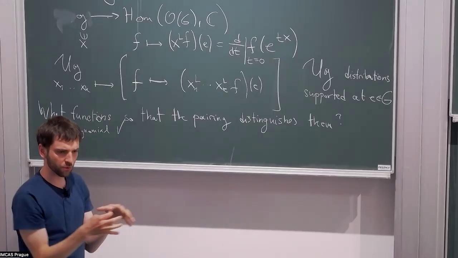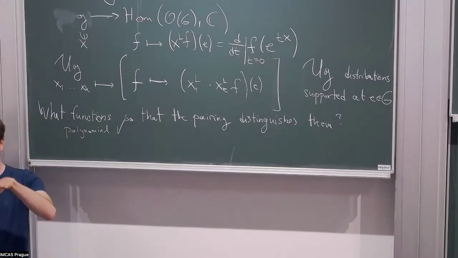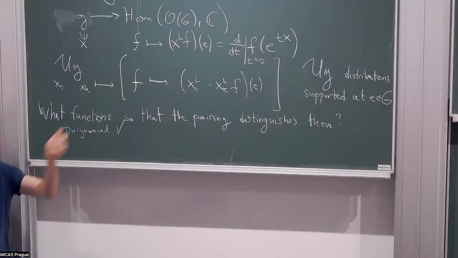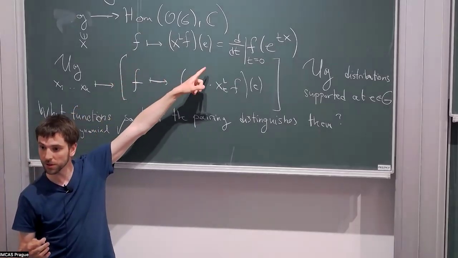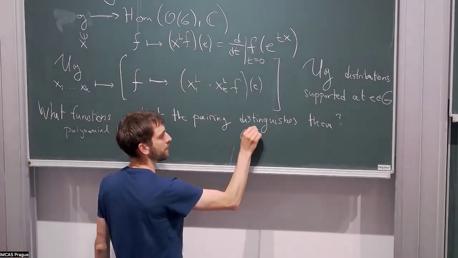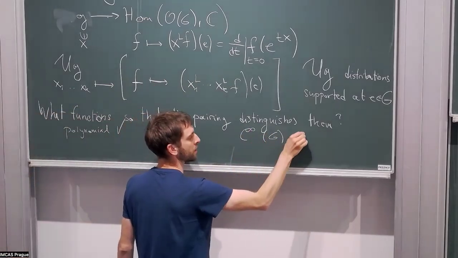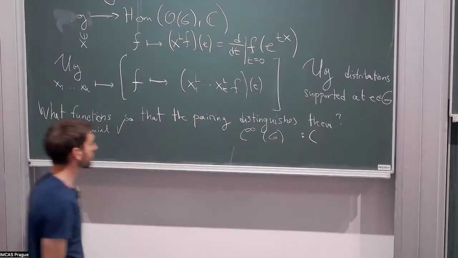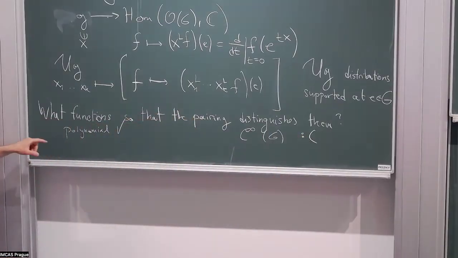But you cannot distinguish smooth functions, because if you have one smooth function, another smooth function, and you deform one of the two away from the identity, it doesn't change any of these values, because this only sees the derivatives at the identity. So C infinity of G, no, this is not good. But you can see more than polynomial. You can see all power series, and that's the setting we'll see in the talk.